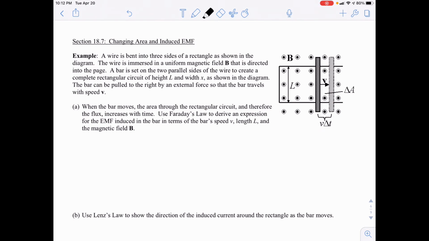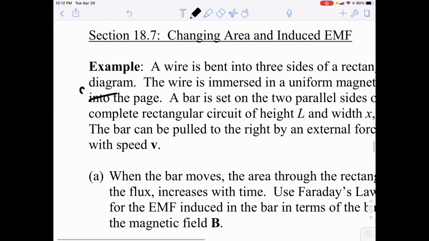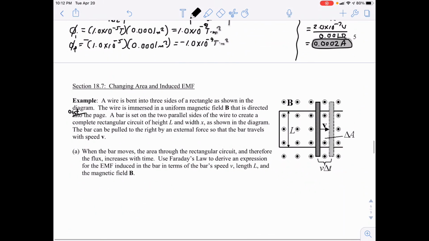Section 18.7, changing area and induced EMF. In this example, we have a wire that's bent into 3 sides of a rectangle as shown in the diagram. The wire is immersed in a uniform magnetic field B that is directed into the page. Actually, that's a typo. That certainly looks like out of the page to me. Let's correct that. The bar is set on two parallel sides to create a rectangular circuit of length L and width x, as shown in the diagram.